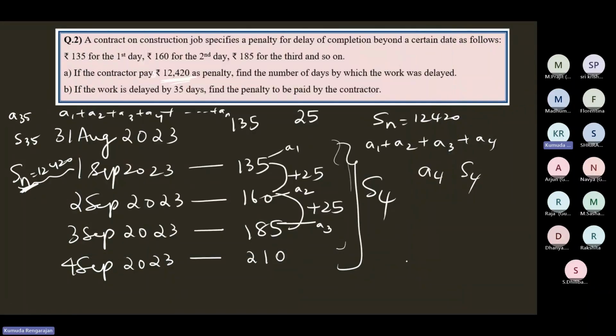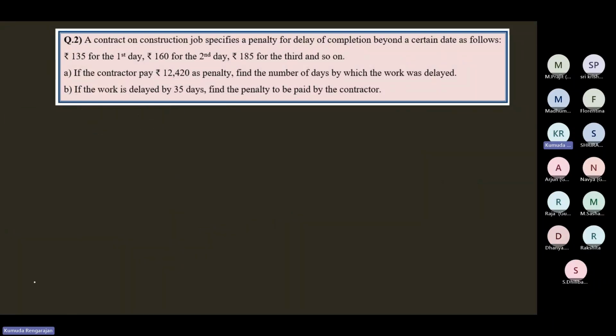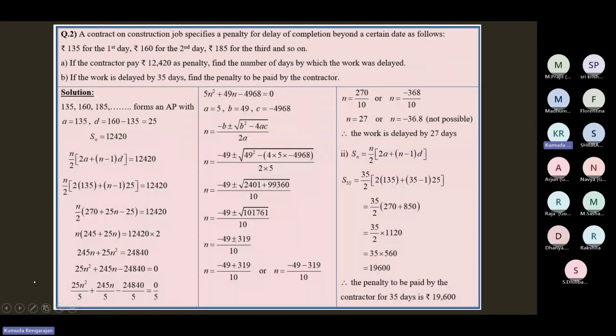But the penalty which the contractor is liable to pay is for all the 35 days, which is A1 plus A2 plus A3 plus A4 till A35. All right, children. I hope all of you understood the situation. Now, you will not be copying, I know. Take help from the slide and work this by yourself. At different stages, just look at the slide and check if you're working it right.